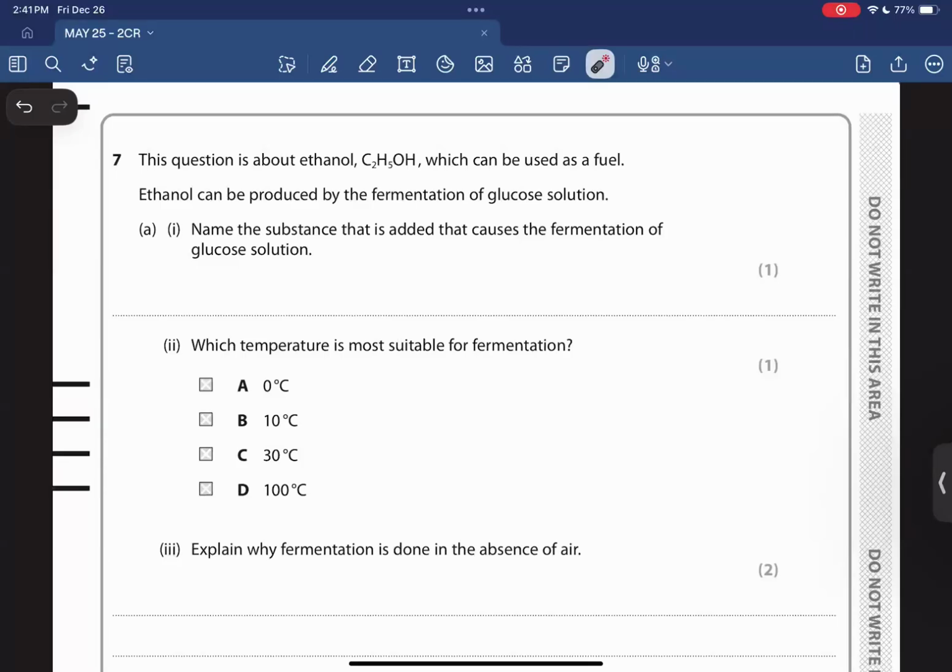Okay, so this is question 7 from the May 2025 Paper 2 CR, and this basically is the last question of this paper. So without wasting any more time, let's just solve this down.